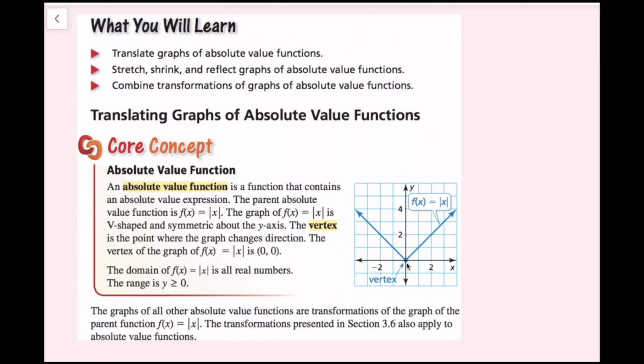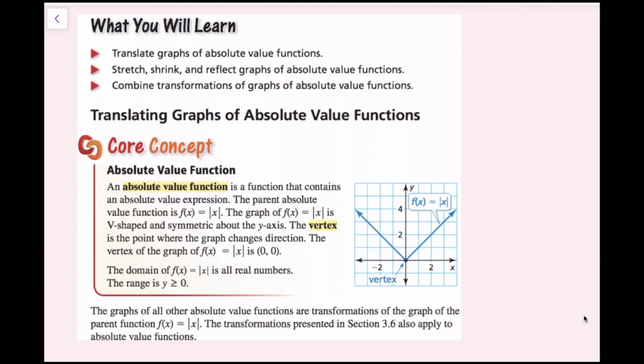The domain of f of x equals the absolute value of x is all real numbers because you can plug anything in for x. And the range is y is greater than or equal to 0, which makes sense because we can't have a negative number pop out of the absolute value expression. The graphs of all other absolute value functions are transformations of the graph of the parent function f of x equals the absolute value of x. The transformations presented in section 3.6 also apply to absolute value functions.